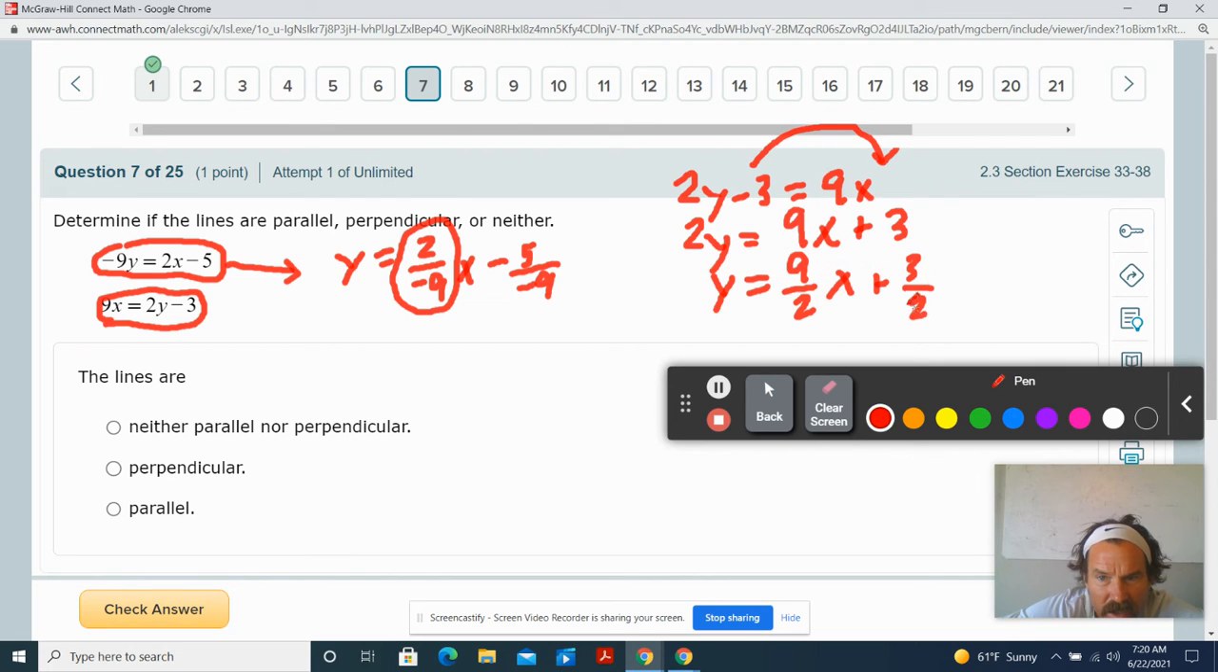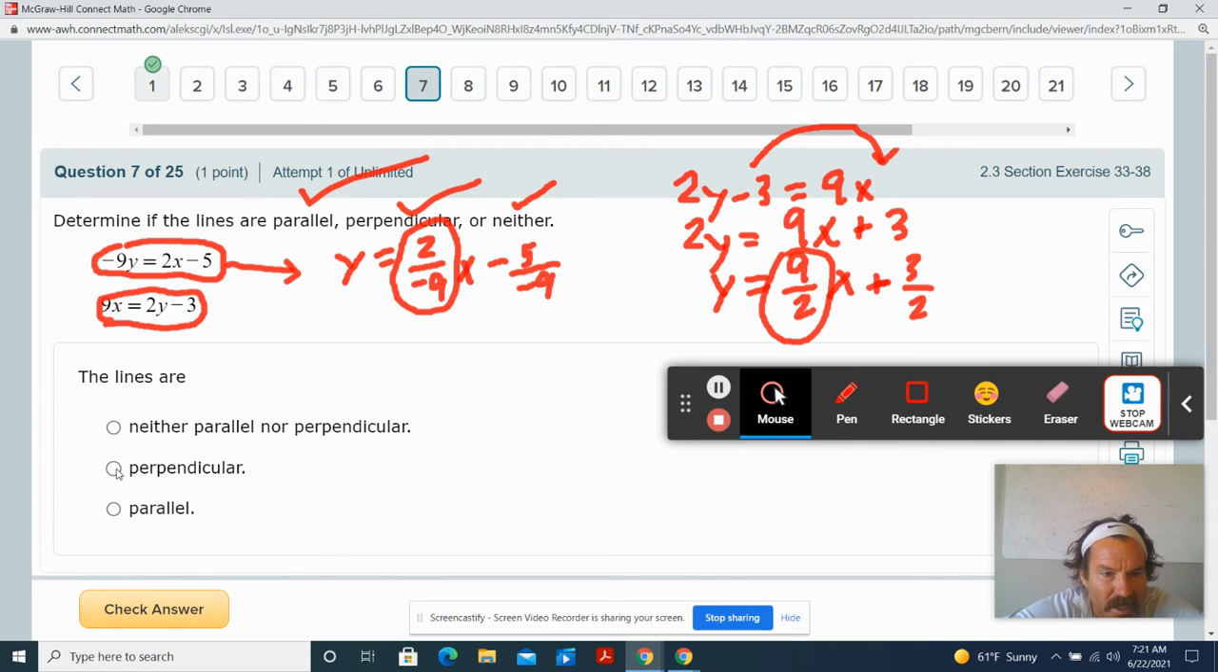Now we are only concerned with the slope, because that's going to determine whether it's parallel, perpendicular, or neither. So let's look at the slopes of these lines. You should notice that these are opposite reciprocals. They're opposite because one's negative and one's positive, and they're reciprocals because they're flipped. We talked about that yesterday in both the Zoom and hopefully I talked about that in the mini lecture as well. Those are opposite reciprocals, so we're going to choose perpendicular.